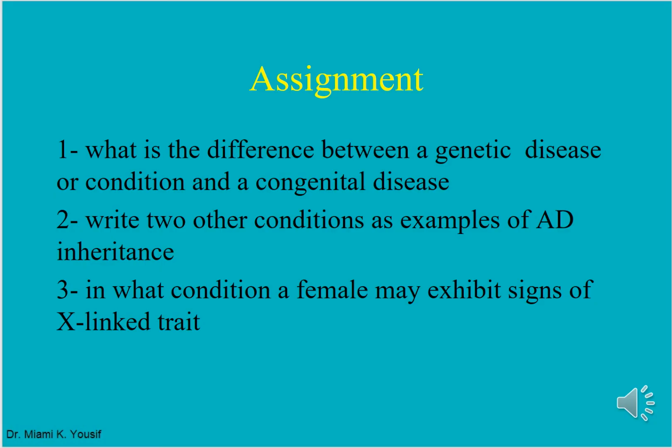This is an assignment for you. Question 1. What is the difference between a genetic disease or condition and a congenital disease? Question 2. Write two other conditions as examples of autosomal dominant inheritance. Question 3. In what condition may a female exhibit signs of an X-linked trait?